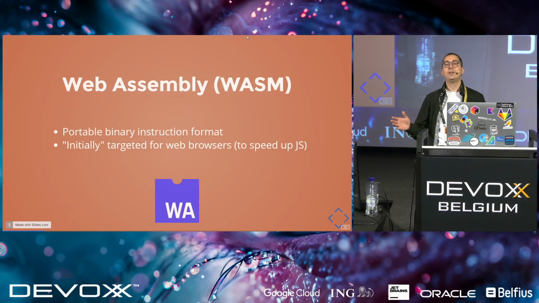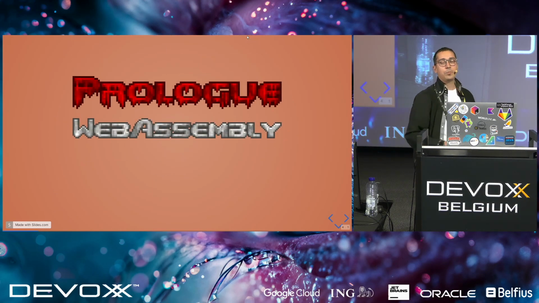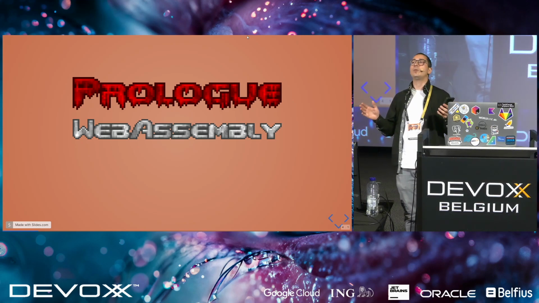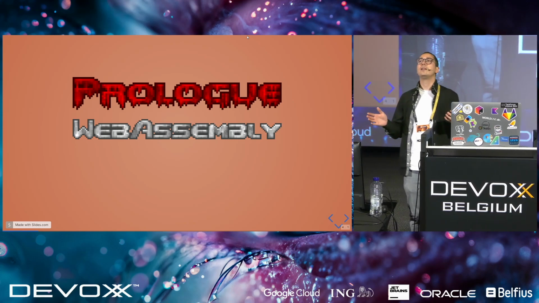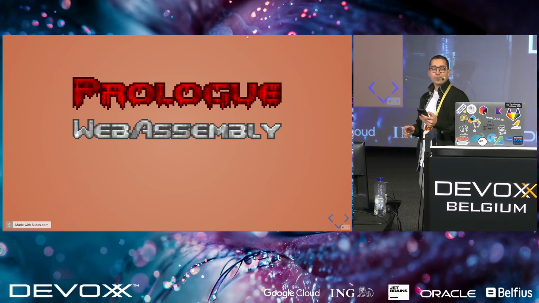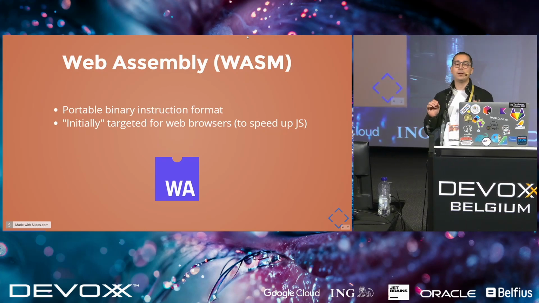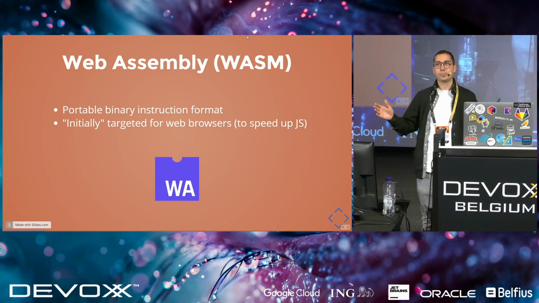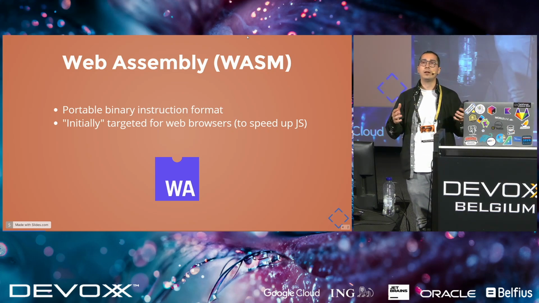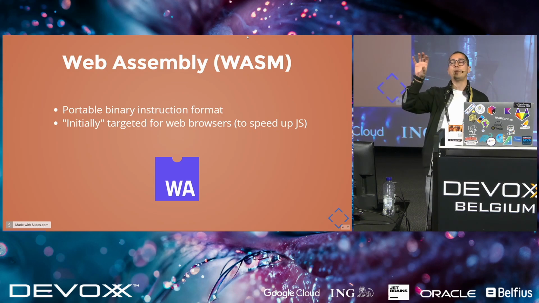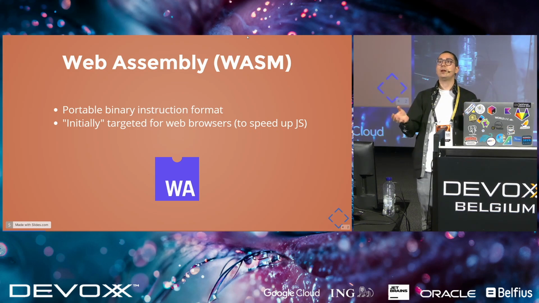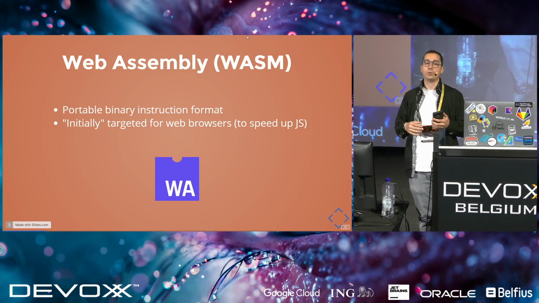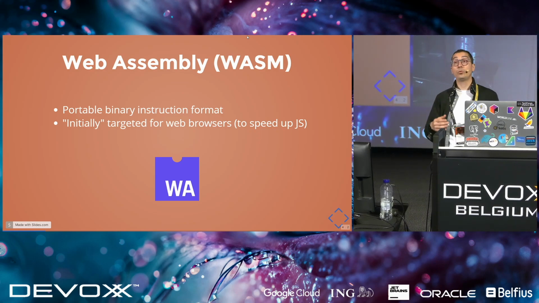OK, so let me tell you my story by starting with a prologue, of course. So first of all, WebAssembly. Does anyone here know about WebAssembly, what it is? OK, some hands. Thank you. So quickly to explain, WebAssembly is a binary format. It's a portable binary format, meaning that it can run on multiple platforms. And the initial target, or the initial platform, is a web browser, meaning that once you have a WebAssembly file, you can load it with JavaScript and run it on your browser. And initially, it was used to speed up JavaScript.